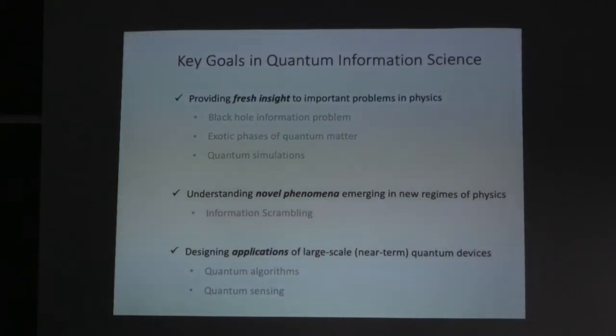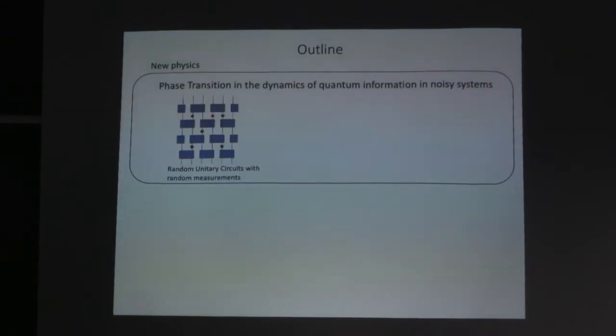What I'm going to present for the rest of the talk is mainly about a recent development in the second category, the phase transition that happens in the regime of high entanglement and complexity. And towards the end, I'll very briefly also mention some of my perspectives on the other directions of quantum simulations, or designing algorithms or sensing done by existing experimental platforms. So with a long introduction, this is the outline of my talk.